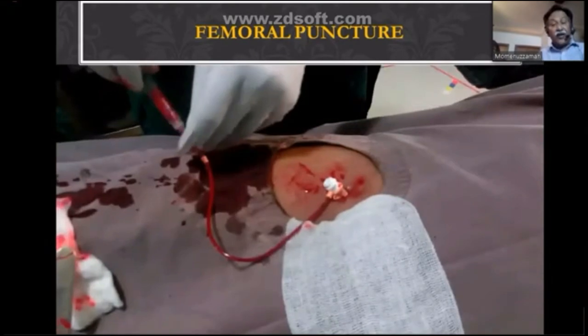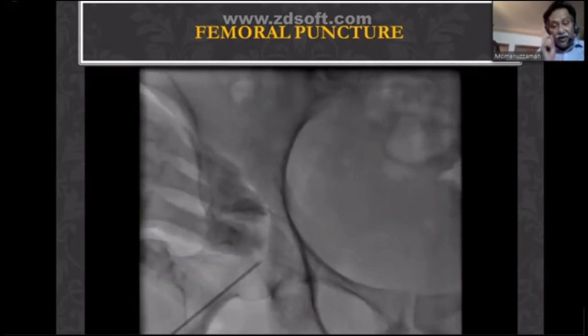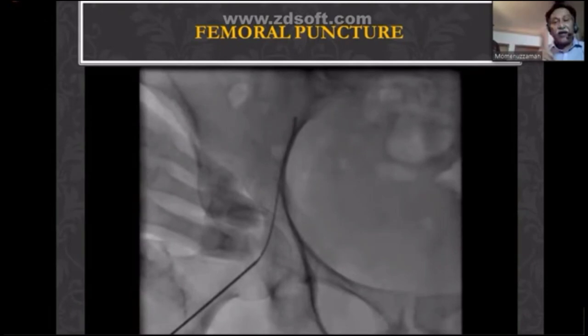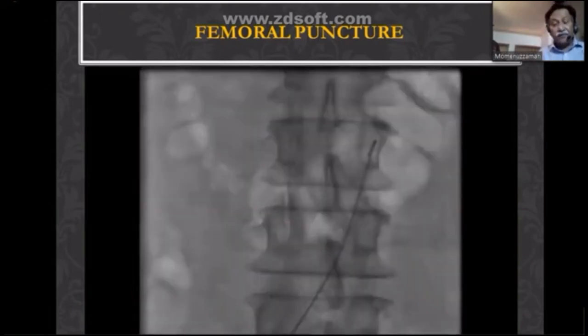Similarly, you can do it with the guidance of fluoroscopy. This is the head of the femur. You see the lateral 1/3 and medial 2/3. You'll see there is a free flow of blood, and if you push the wire, it will go to the opposite side, meaning that it is in the aorta.